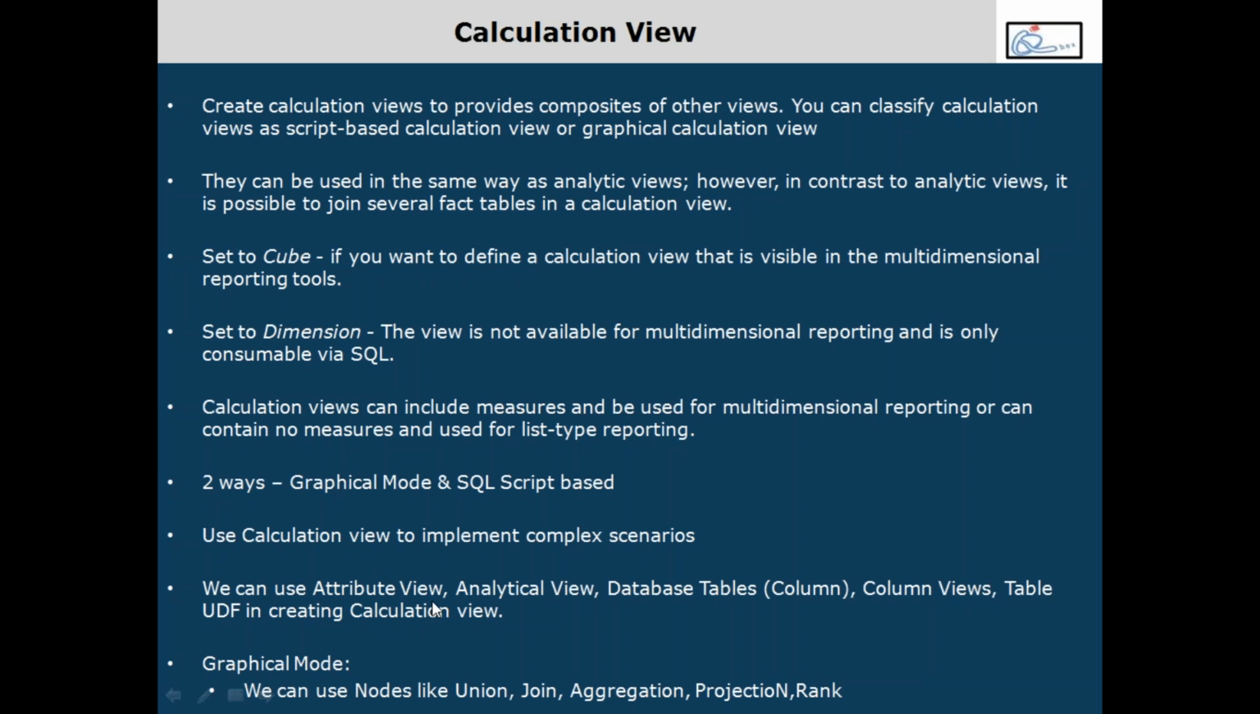I can use attribute views in calculation views. I can use analytical views in calculation views. I can use column store tables or row store tables also, but row store not directly, but indirectly. I can write an SQL on that and get that. But for now, I can get the column store tables. I can include column views also. Say, for example, we have some column views in schema, catalog object. The column views also can be used in calculation views.